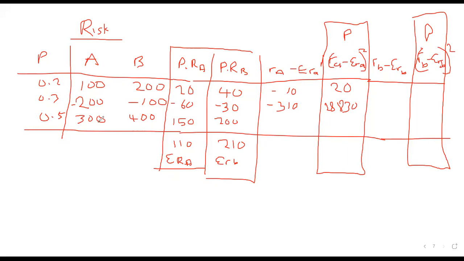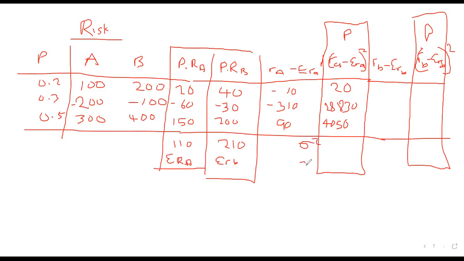Then here, 300 minus 210 is 90. So 90 squared, 90 times 90 is 8,100. Times 0.5, you get 4,050. So we add all this for the variance.